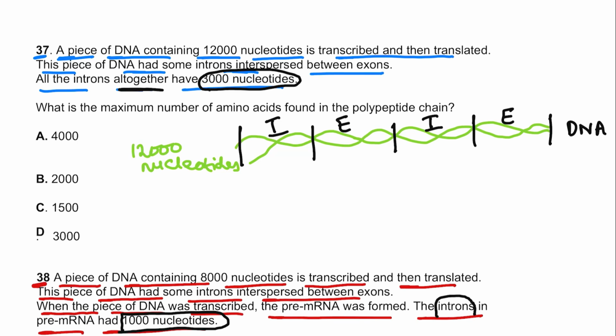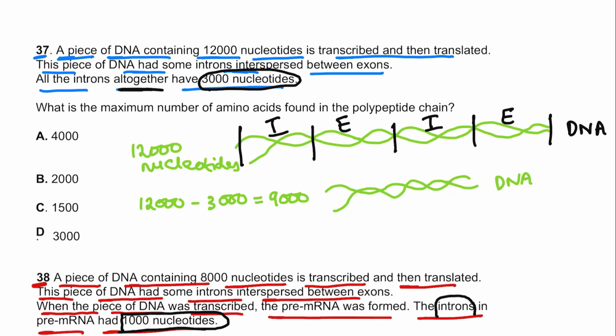This means if we talk about DNA that contains only exons, it will be shorter. How many nucleotides will it have? 12,000 minus 3000, because 3000 were introns, and the exons are 9000. So there are 9000 nucleotides of exons in the piece of DNA.